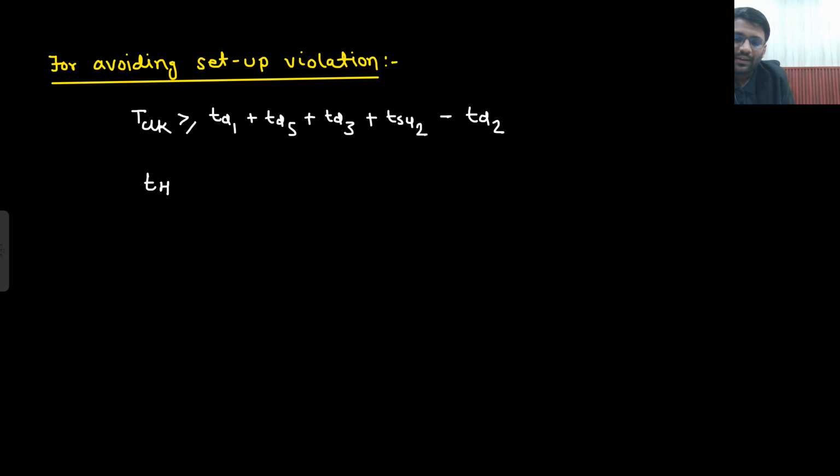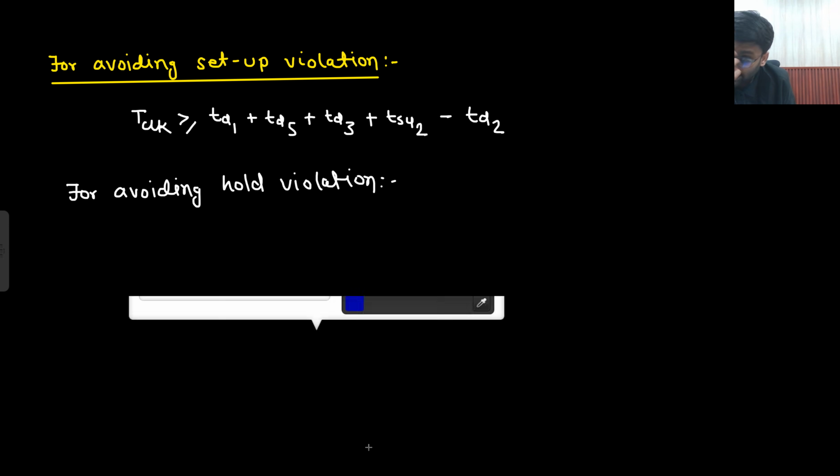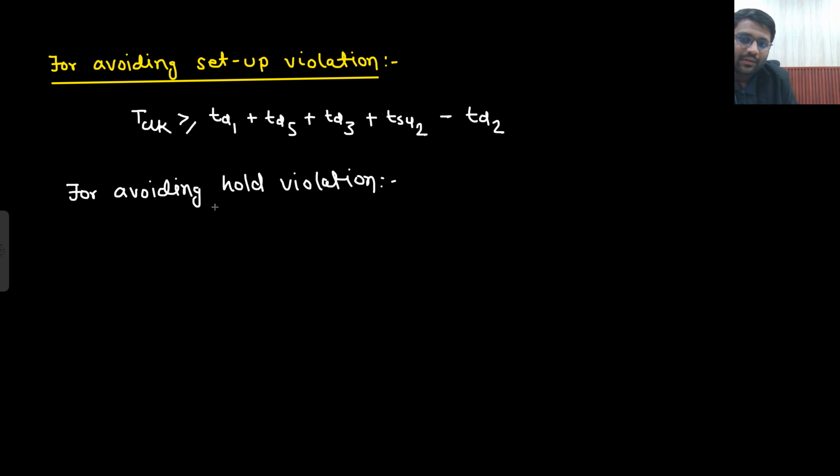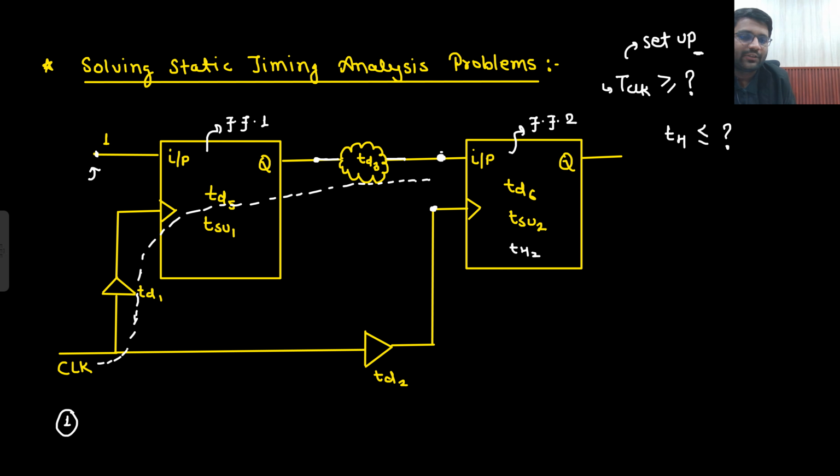So what they would say is, to avoid the hold violation. For avoiding hold violation, now hold violation can occur in which flop? Can it occur here? No, because the input is fixed. So it can occur only here, no?